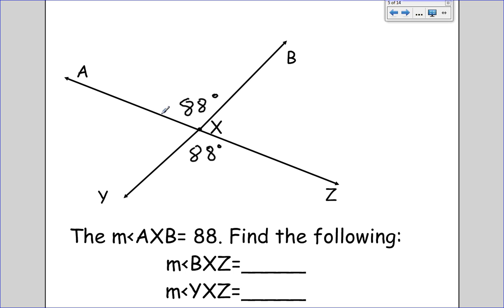We also learned that two angles that form a straight line are called a linear pair, and they add up to 180. So if you already know that this is 88, 180 minus 88 equals 92 degrees. And because this is vertical to this, this will be 92 degrees. So measure of angle BXZ equals 92 degrees. Measure angle YXZ equals 88 degrees.